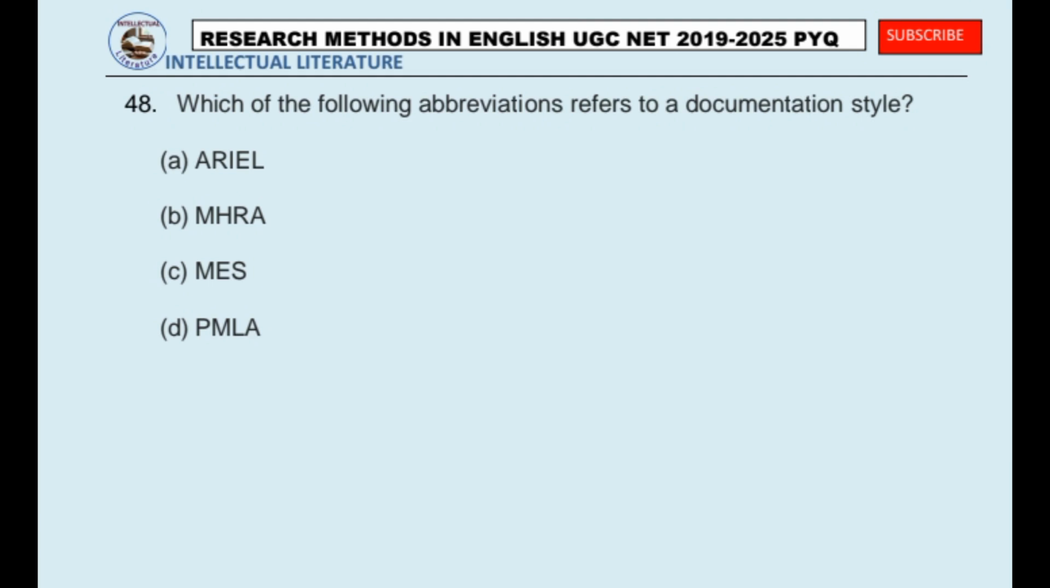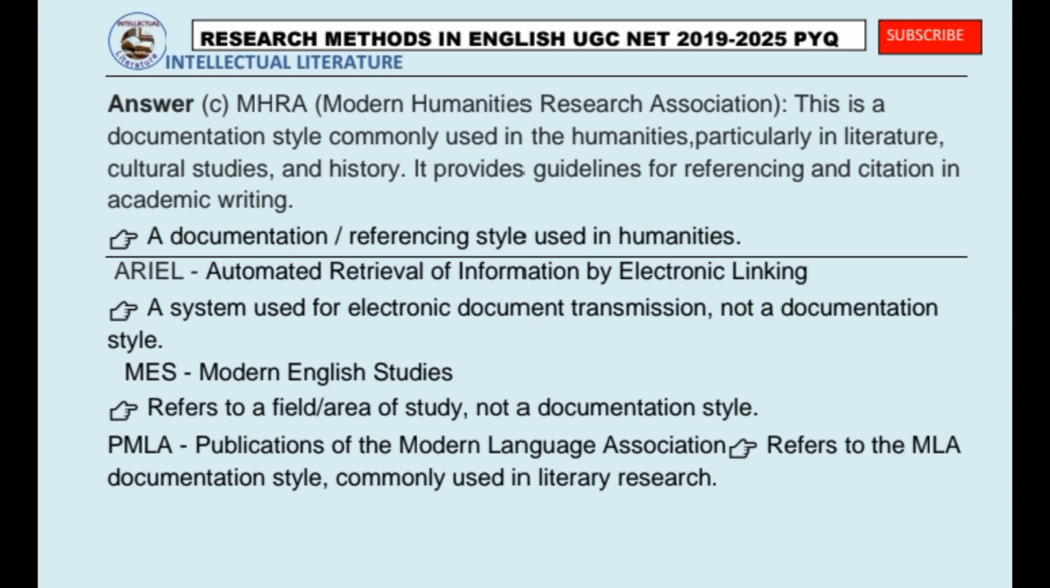The correct answer is MHRA, Modern Humanities Research Association. This is a documentation style commonly used in the humanities, particularly in literature, cultural studies and history. It provides guidelines for referencing and citation in academic writing. A documentation or referencing style used in humanities. And also we see why other options are wrong.